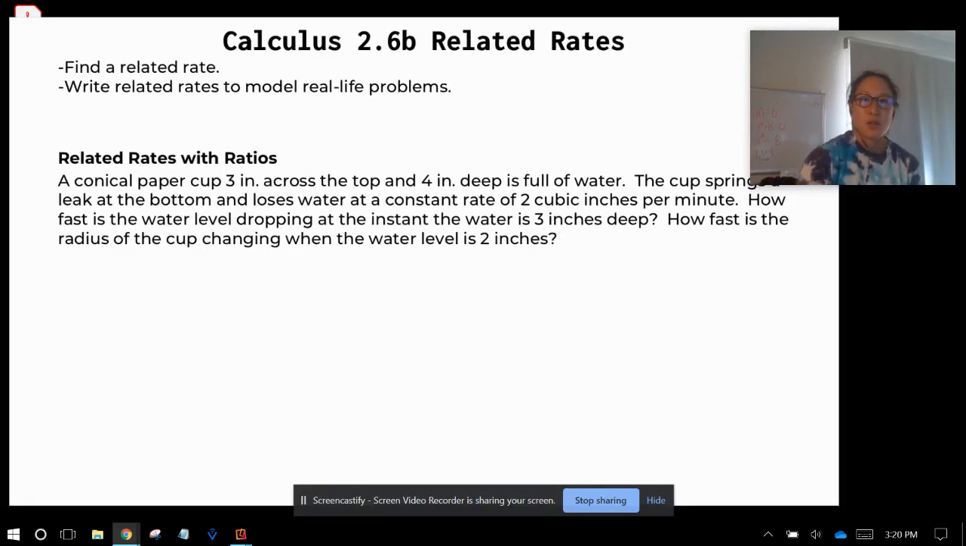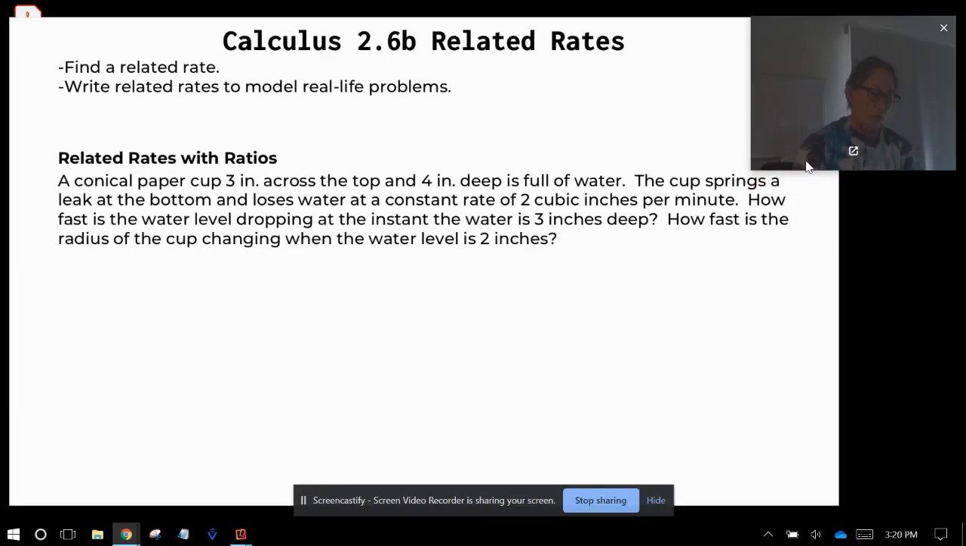Okay, related rates part 2. So I think I have 3 more examples for you.